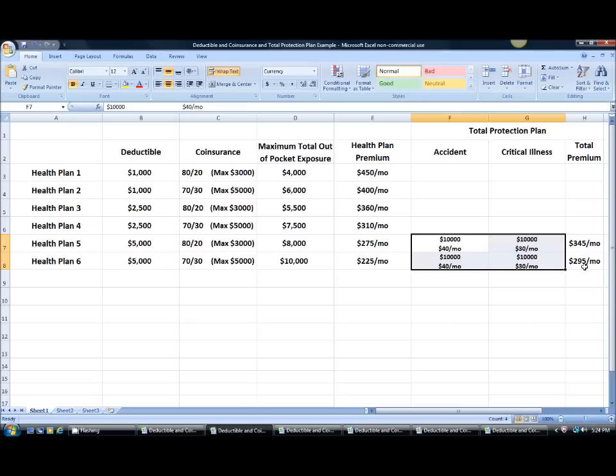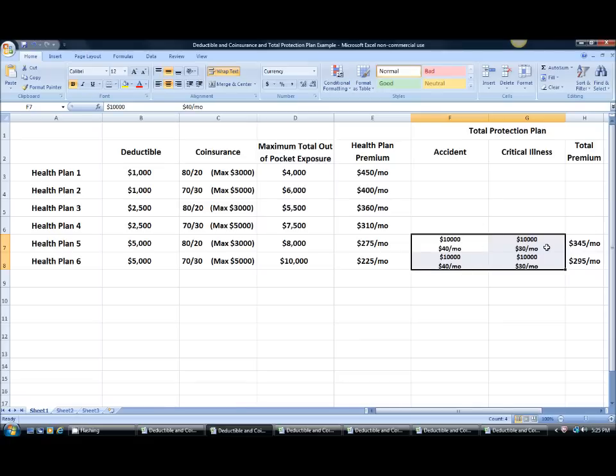You can see that these numbers are lower than these health plan premiums just by themselves. They're even lower than these. And frankly, by having total protection right here with the accident plus the critical illness plus the health plan, in this scenario you have better overall coverage than you do up here with a $1,000 deductible health plan by itself, and still a lower premium. So you're getting better financial coverage at a lower cost.